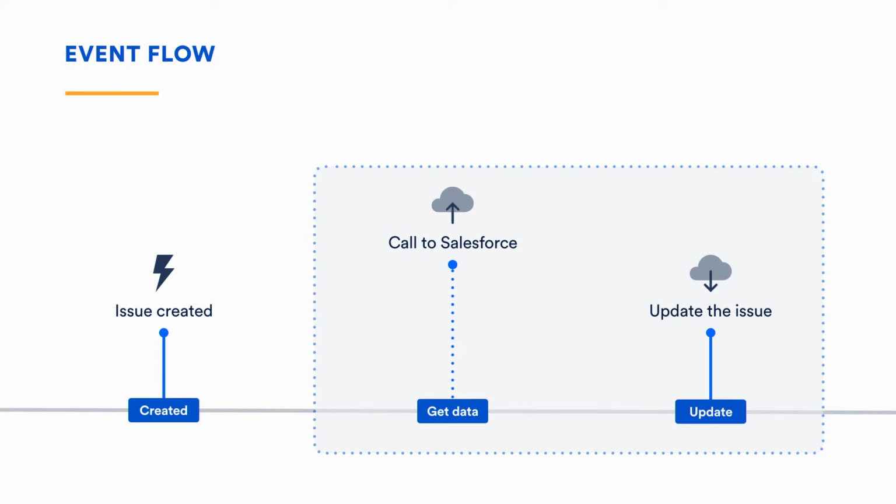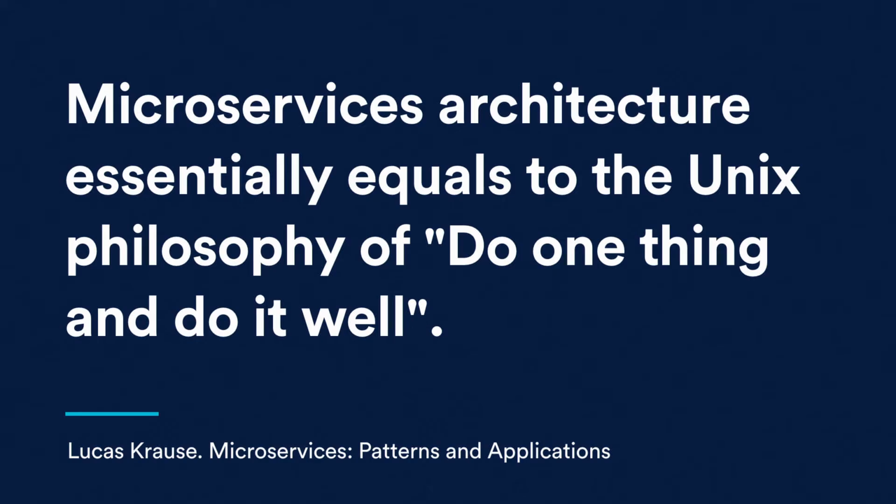Now, if you just take a look at this gray box, this is actually something that your application is doing. This is your business logic. So everything after issue created is something that we can do either as part of a P2 plugin or as a microservice. And in a truly microservice architecture, this should be just the one thing your service does, as some people say. So microservices architecture essentially equals the Unix philosophy of doing one thing and doing it well. So you do not try to cram multiple things in there.